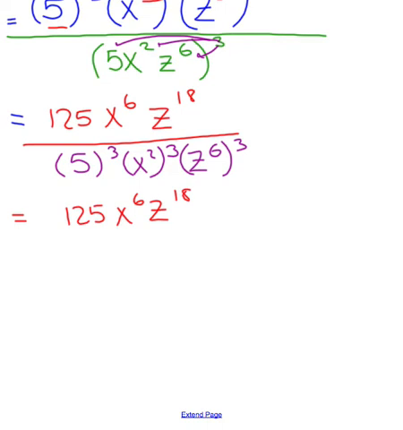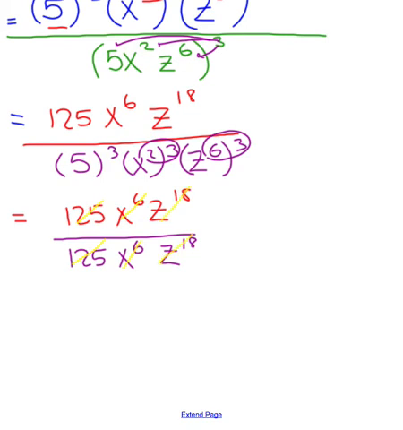Now, 5 times 5 times 5 is 125. X squared raised to the third, multiply it, you get 6. Multiply it again, you get 18. And look at that. I have everything in the numerator matched up with everything in the denominator. So we can cancel. 125's cancel. X to the 6's cancel. Z to the 18's cancel. We're not left with 0. We are left with 1.